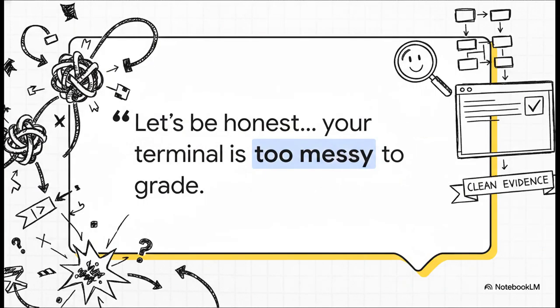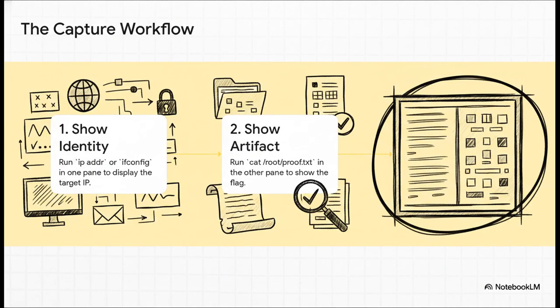And hey, let's be real for a second. If your screenshot has like 3 half-finished commands and some output from a failed reverse shell, you're making the reviewer's job so much harder. That's not personality, it's just friction. A clean workspace leads to clean evidence. It's that simple. Now for the capture itself. In one pane, you run your command to show the machine's identity, like ip addr. In the other pane, you display the proof file. With both of those outputs crystal clear and visible, you take one screenshot. That's it. It's a clean, repeatable workflow that just kills any ambiguity.